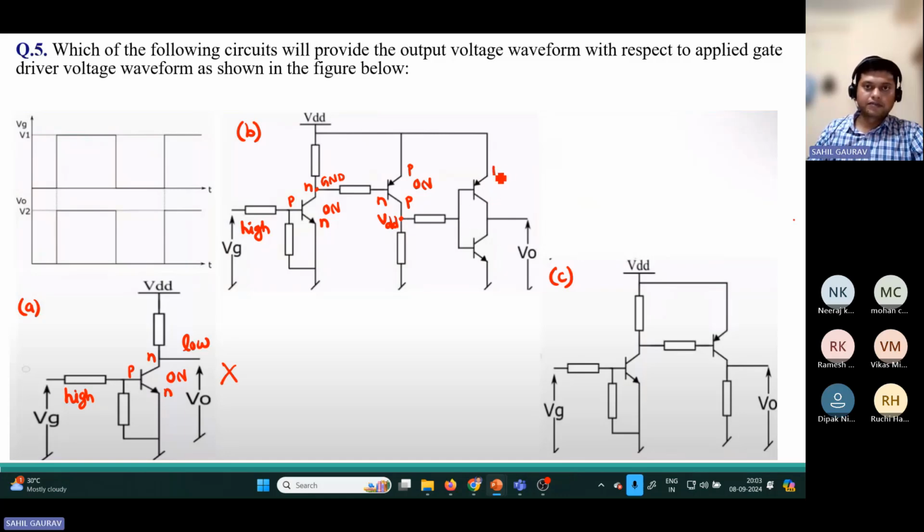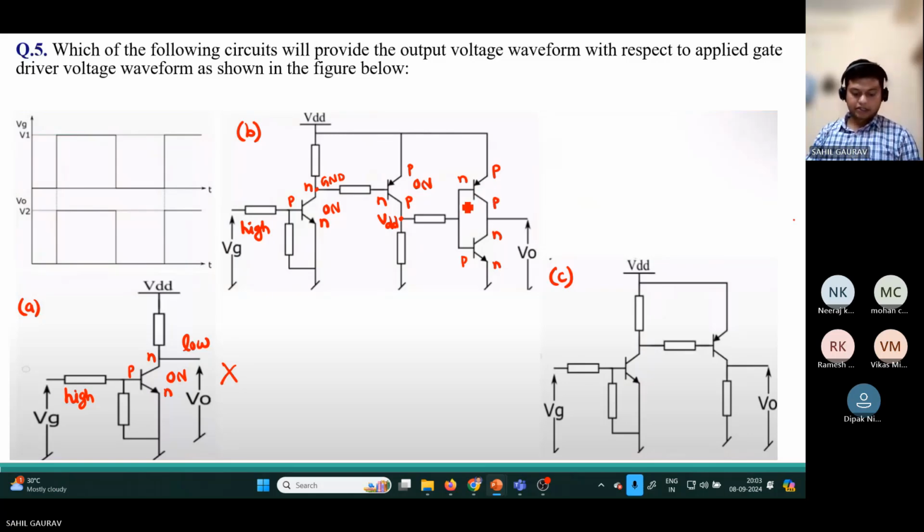Now based on the transistor type, this is PNP and this is NPN. If this is VDD, here you can see this ground, so it gets turned on. If the lower transistor gets turned on, then output will be low. So the input is high, output is low. So again, it does not match with the given gate driver voltage waveform.